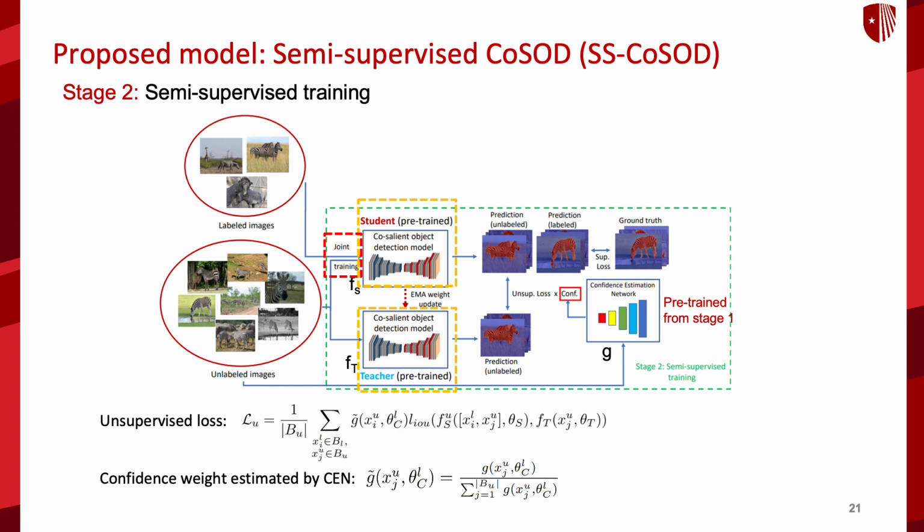By jointly passing both the labeled and the unlabeled sets to the student network, we leverage the benefit of learning cross-pixel similarities across all images in the group to effectively propagate object co-salience information from the labeled set to the unlabeled set. The unsupervised loss between the student and the teacher prediction is weighted using the confidence score predicted by the CEN module G for each unlabeled image.